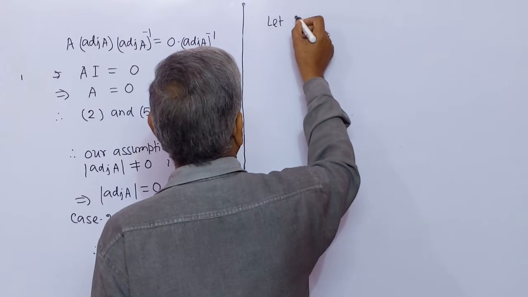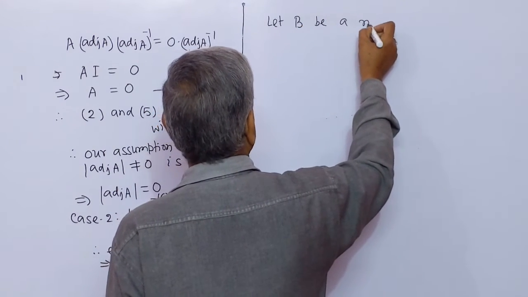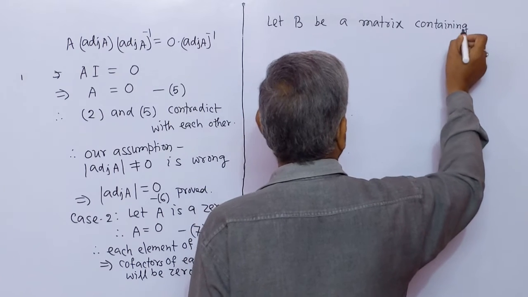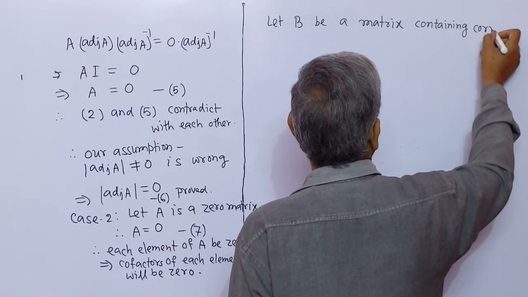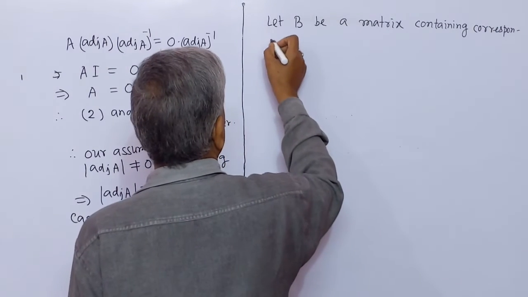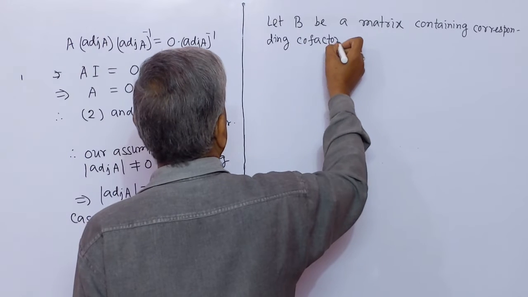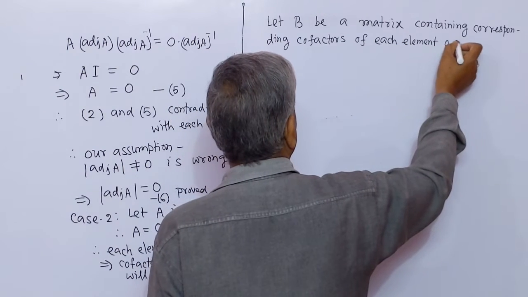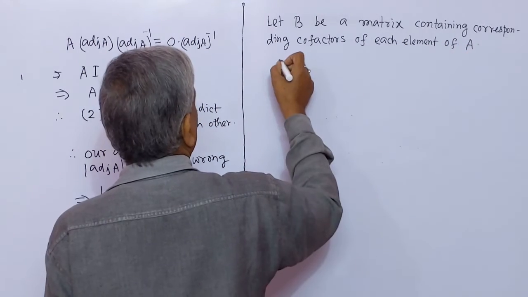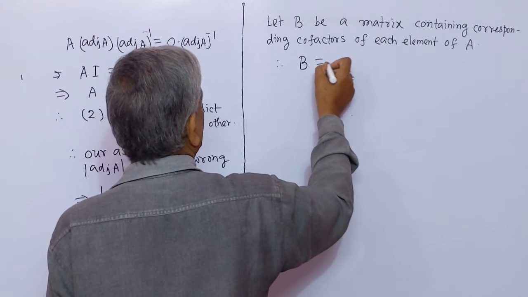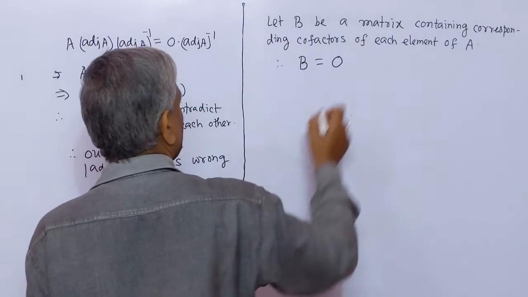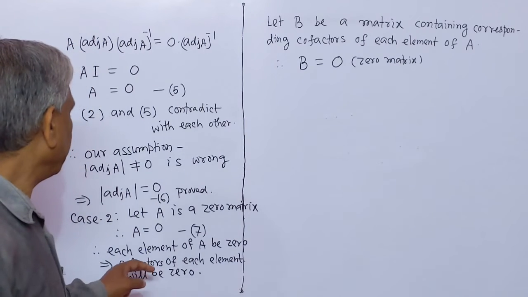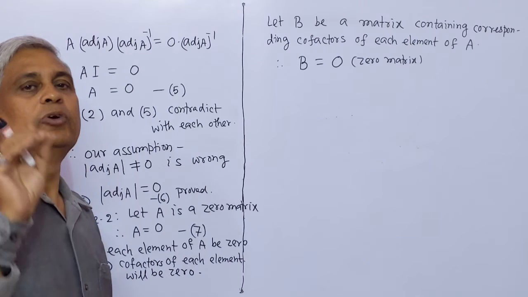Let B be a matrix containing corresponding cofactors of each element of A. Therefore, B equal to 0 matrix, because value of each cofactor of each element of matrix A will be 0.